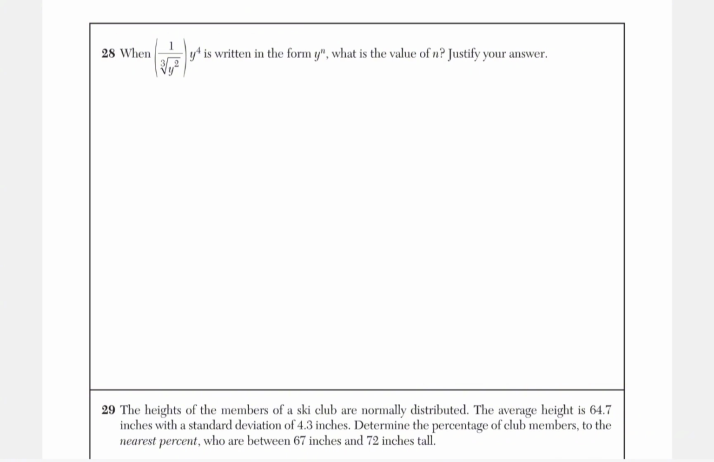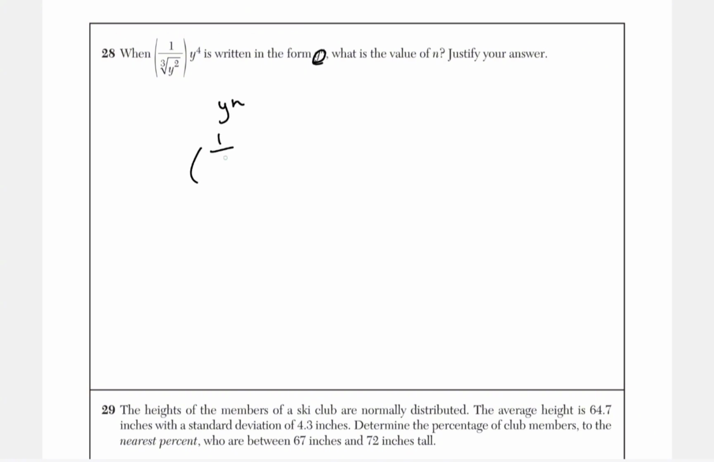Justify your answer. So we know we're justifying our answer, so we need to have an explanation, and we need to show our work. With justification, sometimes you don't need an explanation, but it's best if you do include one, so that it's guaranteed that you're going to get the points. So we know we have to put this in the form y^n.